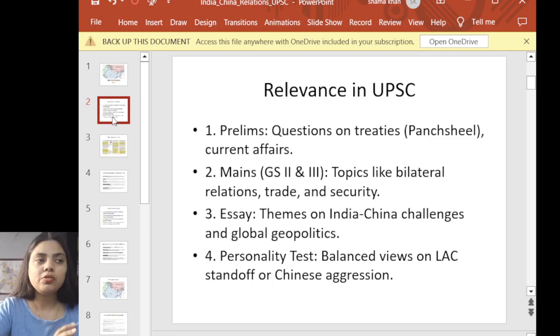The first was mutual respect. Both countries decided to respect the sovereignty of each other and territorial integrity. Another point was non-interference. They decided not to interfere in the internal conflict or internal issues of each other. The third point was non-aggression. So they decided not to start a war with each other.